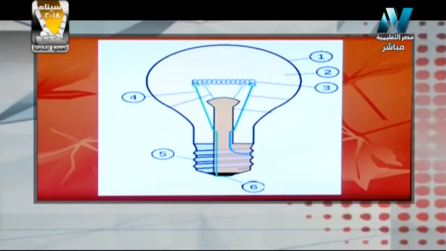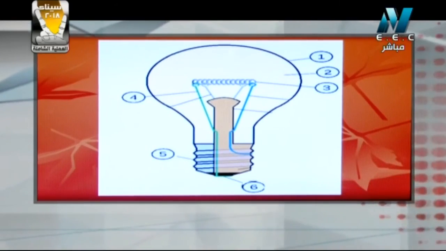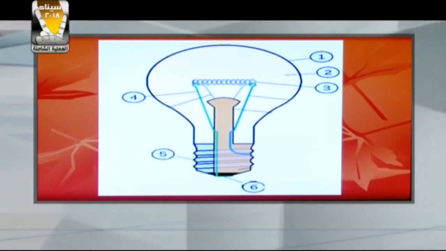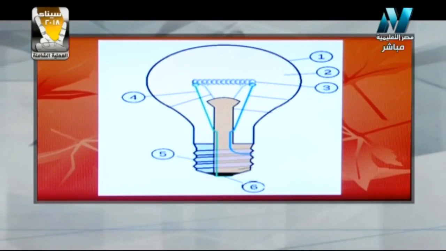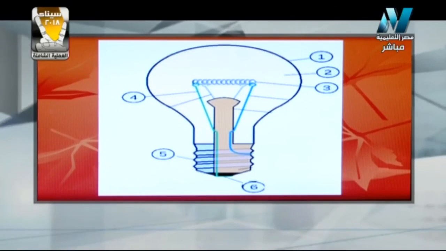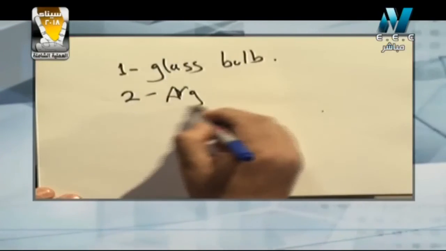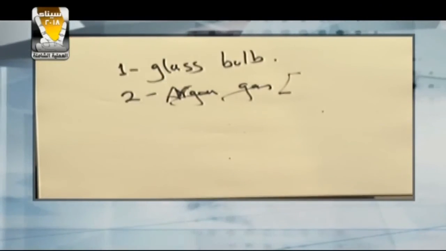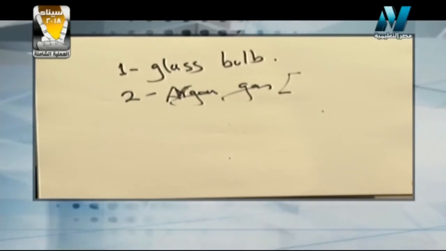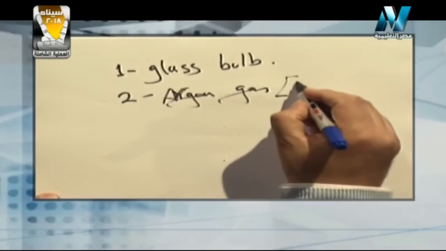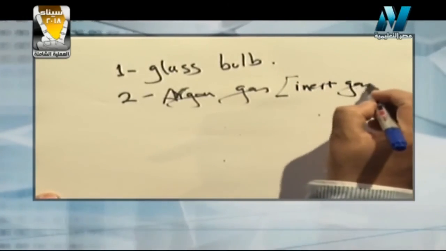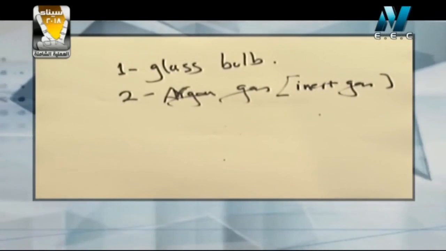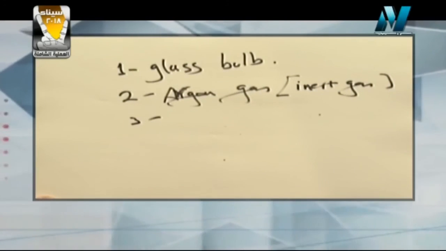Let us write the answer. Number 1 will be what? It will be the glass bulb. Let us write the answer together. Number 1 will be the glass bulb. Okay. Number 2 will be what? It will be the argon gas, the argon gas or the inert gas. I can write argon gas, and between brackets write inert gas, meaning an unreactive gas. Okay. And so what about number 3? Number 3 will be the tungsten filament.